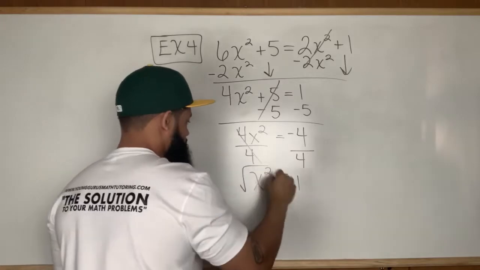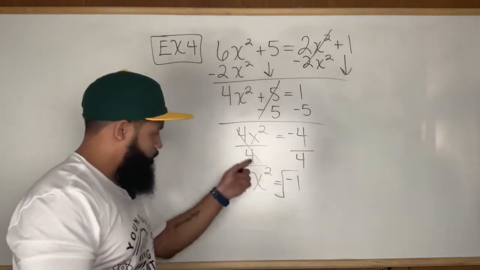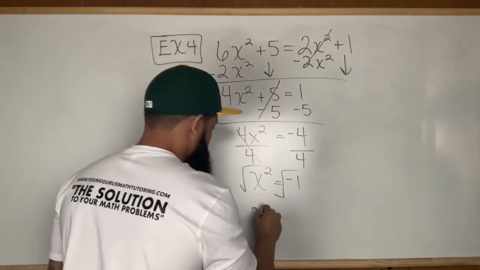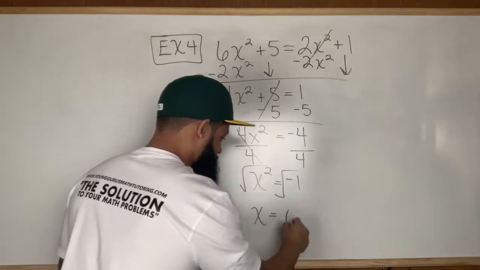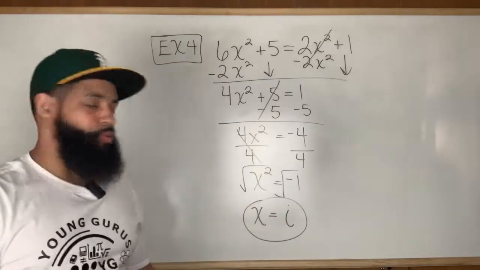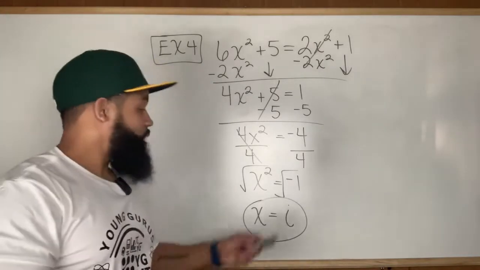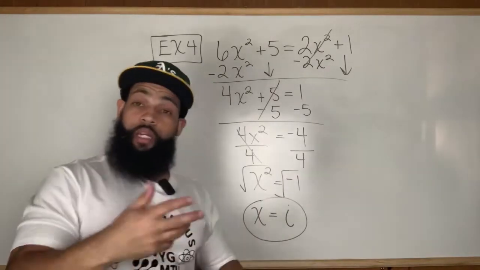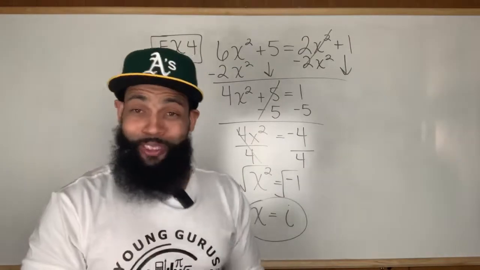Take the square root of both sides, because in order to get rid of that squared, I need to take the square root. That leaves me with x equals, the square root of negative 1 is actually equal to i. And I know that looks weird, but remember, i represents an imaginary number. The square root of negative 1 equals i.